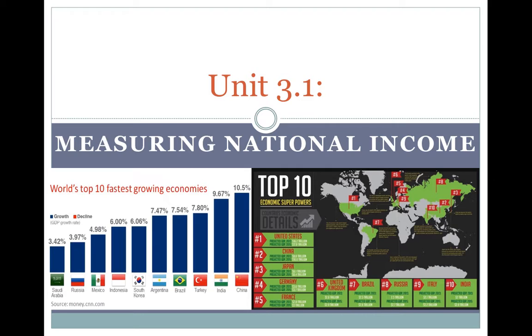In German, this is called Bruttoinlandsprodukt. In English, gross domestic product. We measure this national income because we want to see, for example, if the economy is growing or shrinking. And you can see on the right the top 10 economic superpowers: the United States, followed by China, Japan, Germany, France, United Kingdom. These countries have the highest national income in the world.